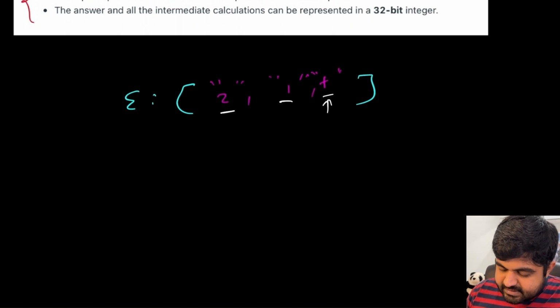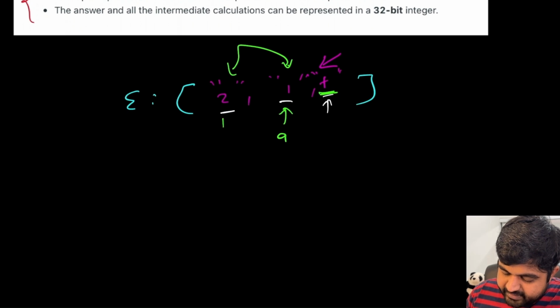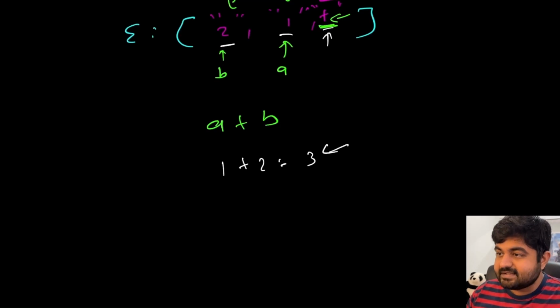In this case, the moment we identify an operator, we will have to go back and take the previous two elements, whatever the numbers are, and we are going to use them with this operator. So we are going to treat this as A, we are going to treat this as B, and since this is a plus operator, we are going to do A plus B. So we need to return 3 as the answer in this case.